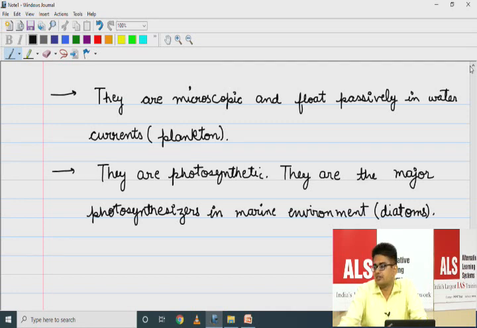Which toothpaste? Not exactly, not in the toothpaste. There is something else. The girls might know it better. Boys also know it. Let me see if you can guess. Okay, I'll tell you.